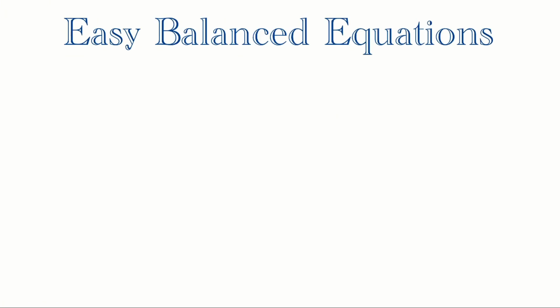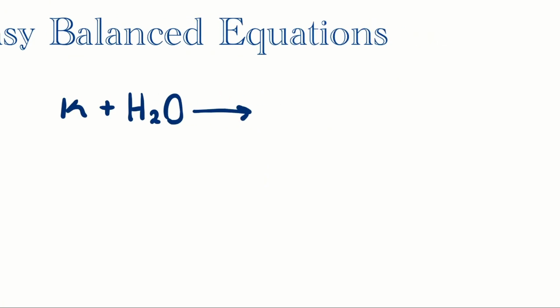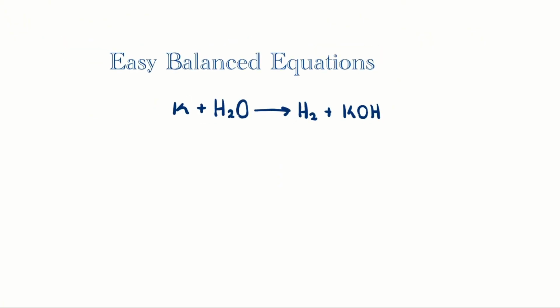Today we are going to be looking at an easy way to write balanced equations. So we have a chemical reaction that can be described as starting with the reactants solid potassium, water, and then these are going to produce hydrogen gas and potassium hydroxide in an aqueous solution.